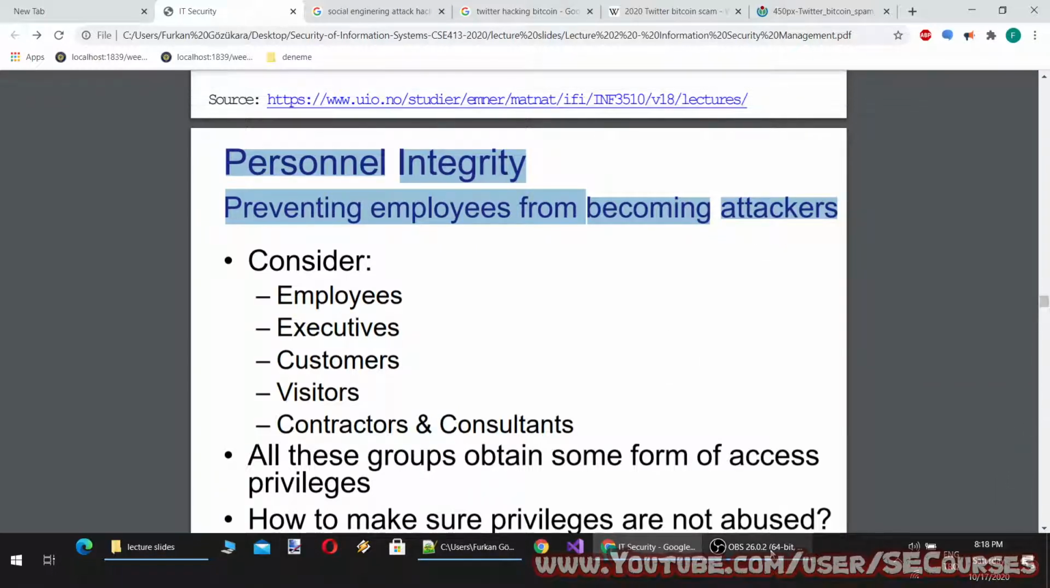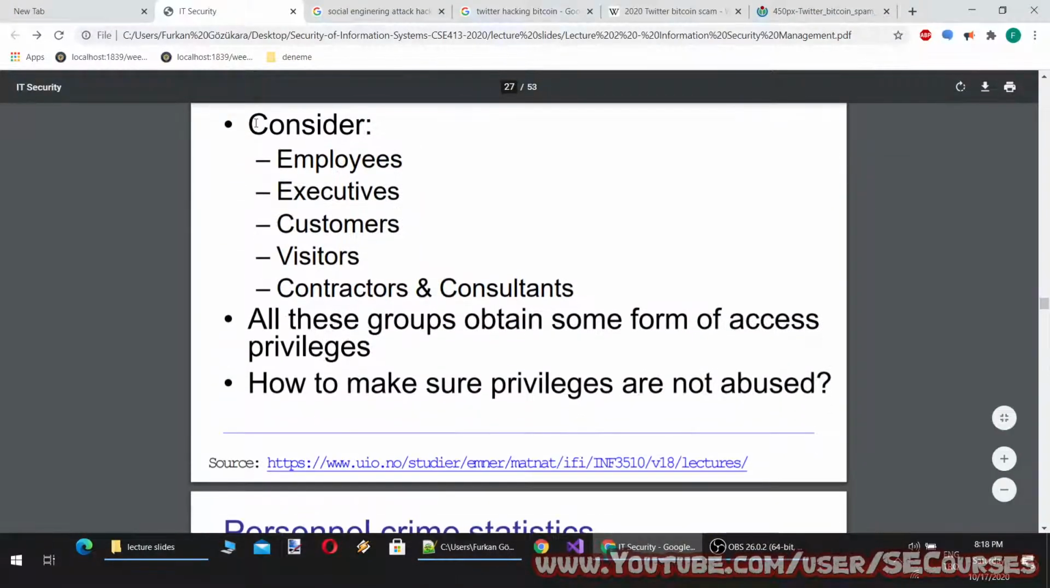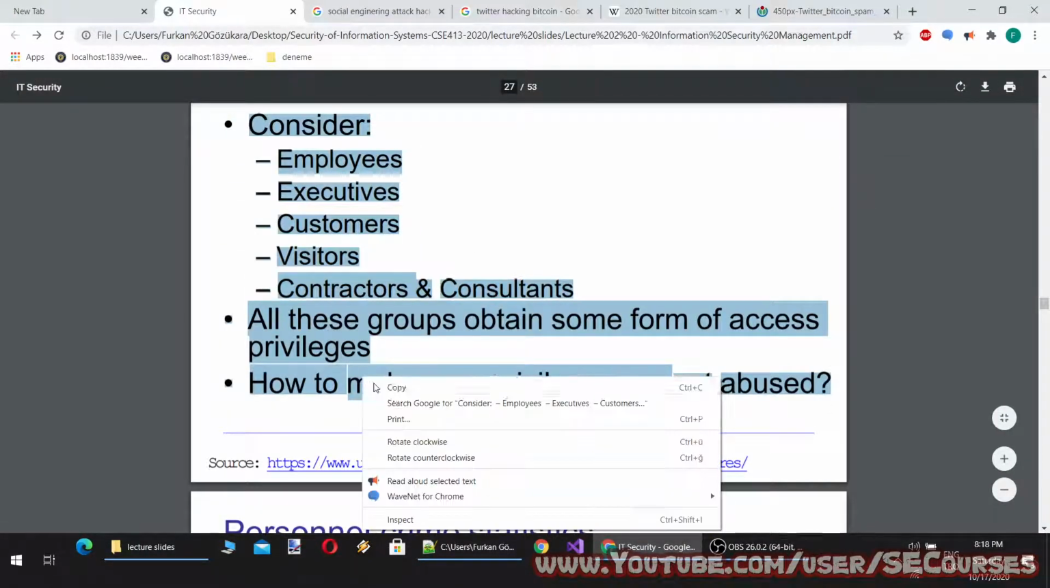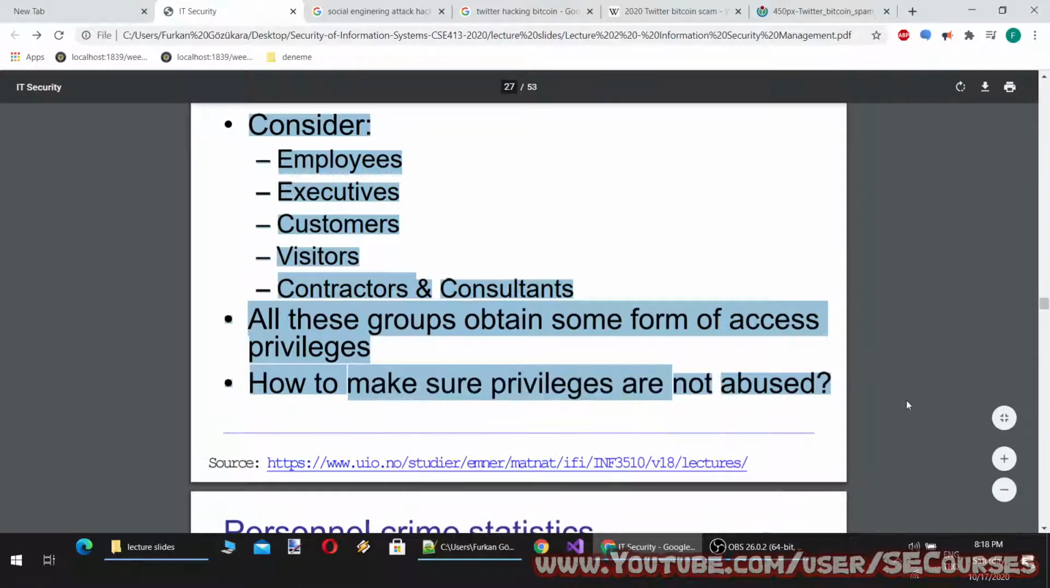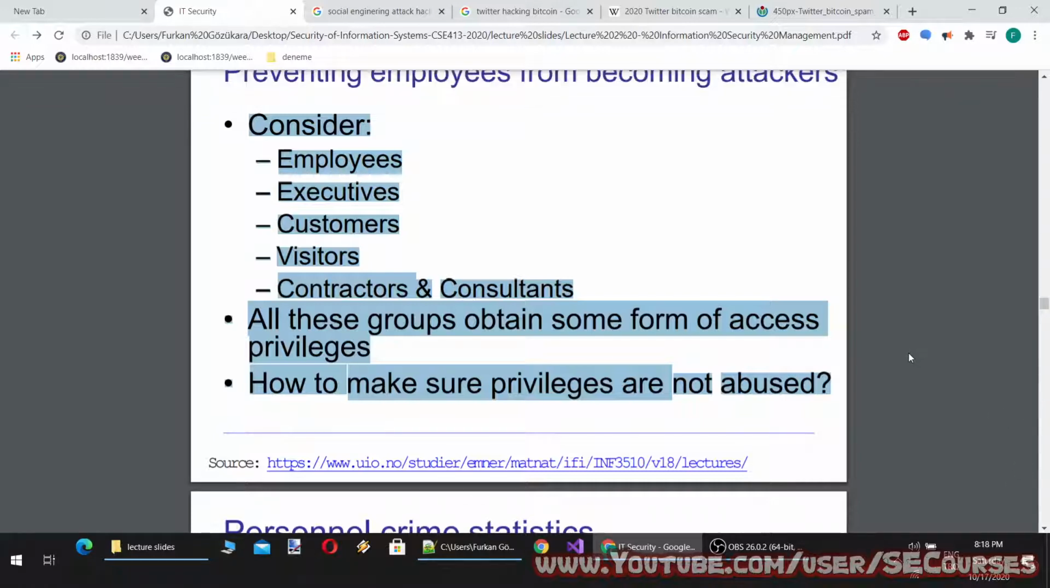Personnel integrity: preventing employees from becoming attackers. Consider employees, executives, customers, visitors, contractors, and consultants. All these groups obtain some form of access privileges. How do we make sure privileges are not abused?